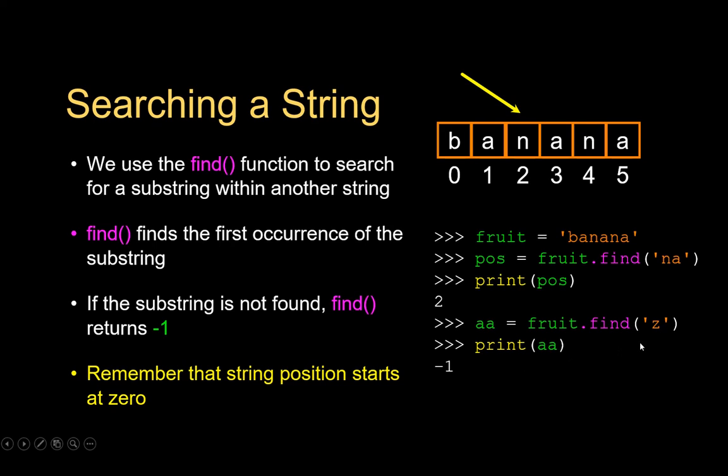Here we try to find the character Z. Character Z does not exist in our string, so our output is going to be -1. So -1 means that this substring was not found, and we will return -1. Another reminder that the string index always starts at 0.